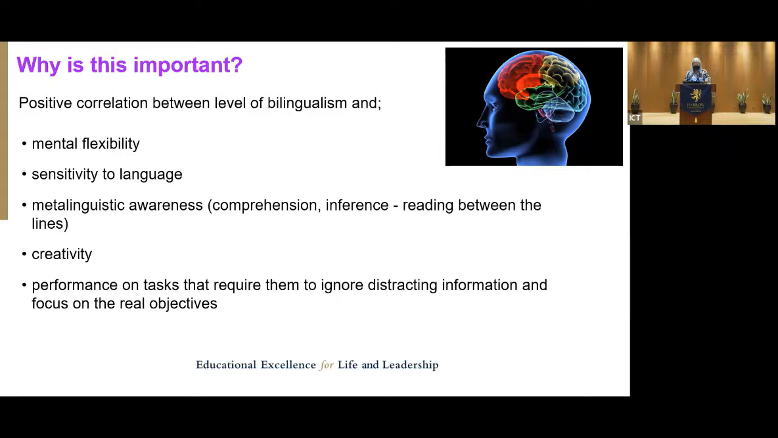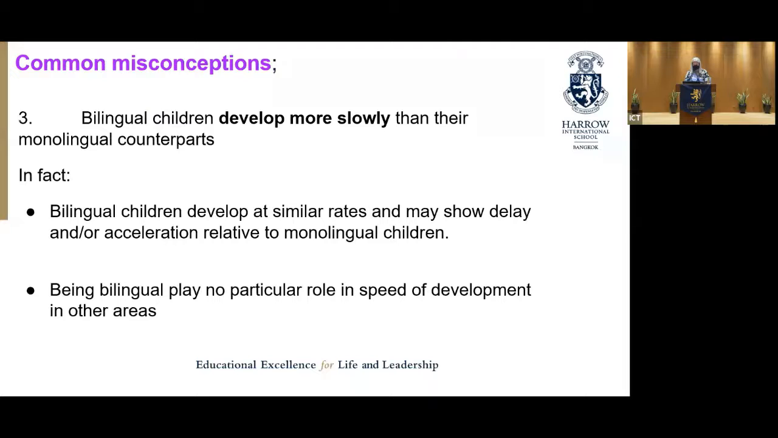So why? Oh, I think I missed the slide. There we go. So a third misconception is that bilingual children develop more slowly than their monolingual counterparts. So that children who have two languages actually develop their languages slower, but also develop their other areas of learning slower. So their mathematical understanding or their physical development could be impacted.